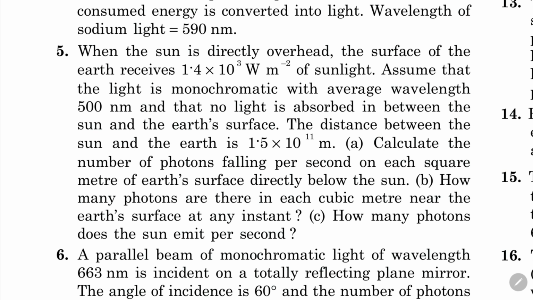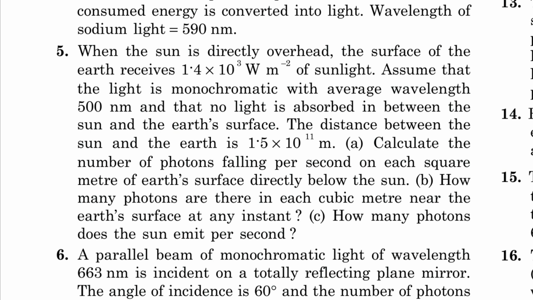In question 5, the sun is directly overhead, and in this situation Earth's surface receives 1.4 × 10^3 watt per meter square of sunlight's energy. Now assume that the light is monochromatic with average wavelength 500 nanometer, and that no light is absorbed in between the sun and Earth's surface. The distance between Earth and the sun is also given.